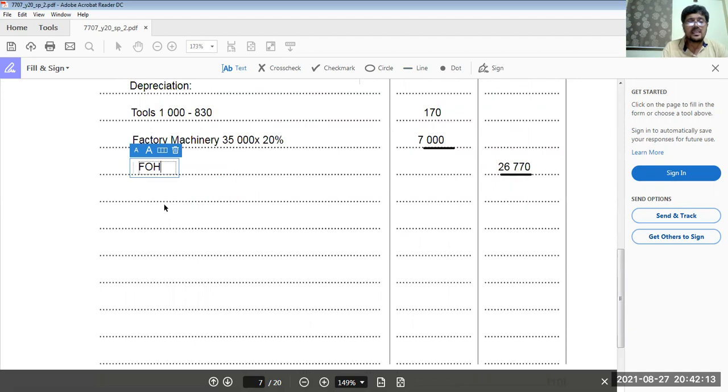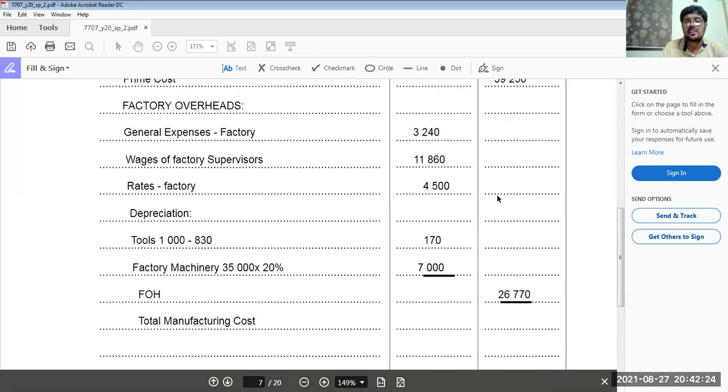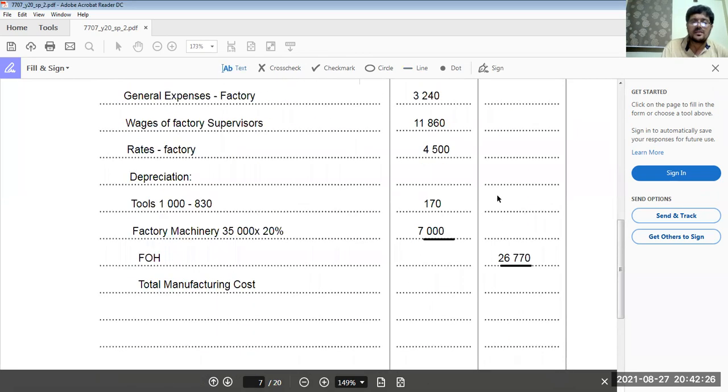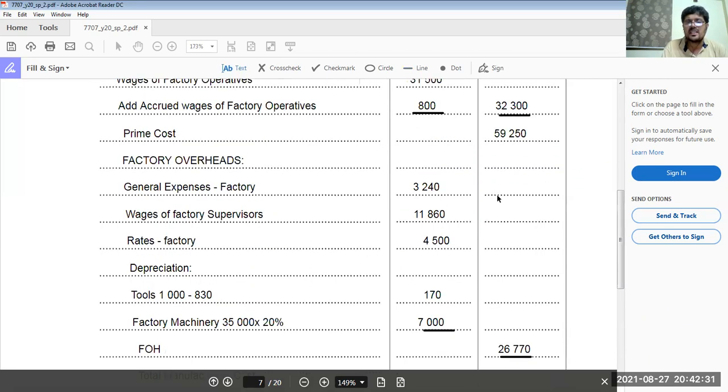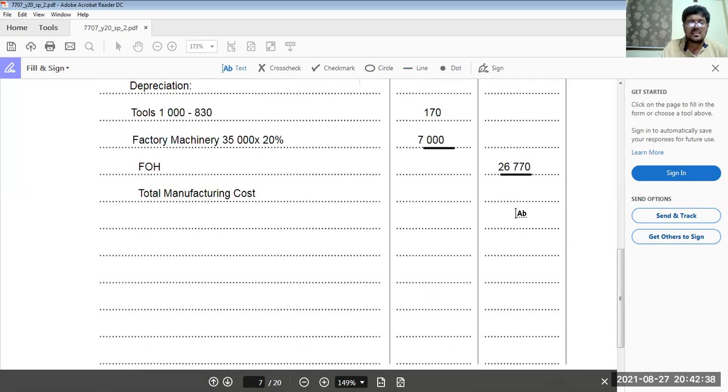Now we'll get here the total manufacturing cost. How much? We'll add here prime cost and overhead. Prime cost 59,250 plus 26,770. Answer is 86,020. This is the manufacturing cost.